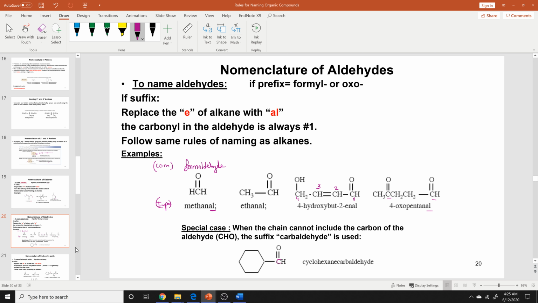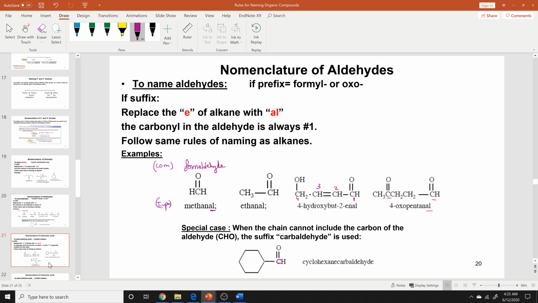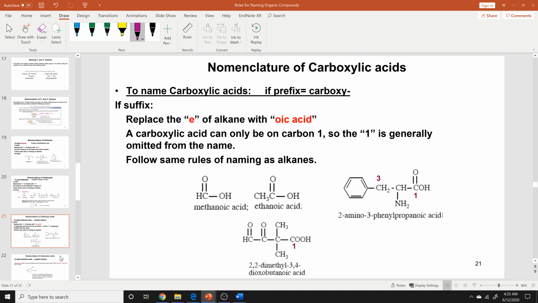So if it's an aldehyde, then it's going to be a carbaldehyde. If it's a carboxylic acid, then you say carboxylic acid. So this is going to be cyclohexane carbaldehyde. So for carboxylic acid, this is the highest priority.